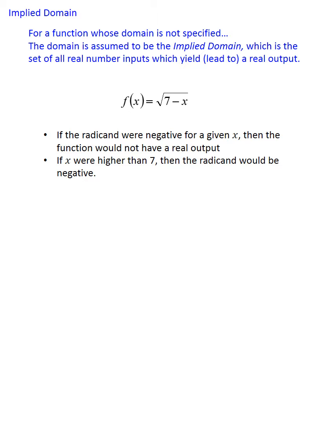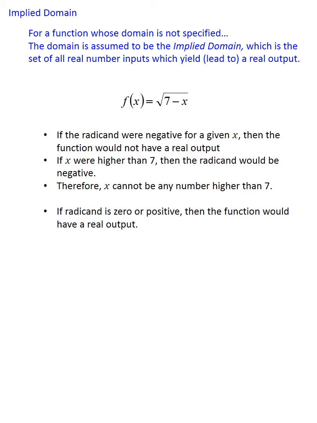It occurred to me that if x were a number higher than 7, let's say x were 8, or 10, or 1,000,000, the radicand would be negative, and therefore the result wouldn't be real. And therefore I can't plug in 8, or 10, or 1,000,000, or anything like that, and still get a real answer. So those numbers must not be in the domain. So it occurs to me that x can't be a number higher than 7 to get a real output. Therefore, there must be no numbers higher than 7 in the domain.